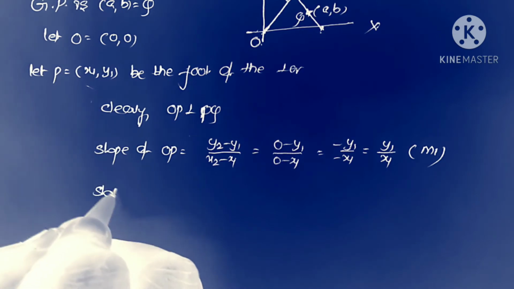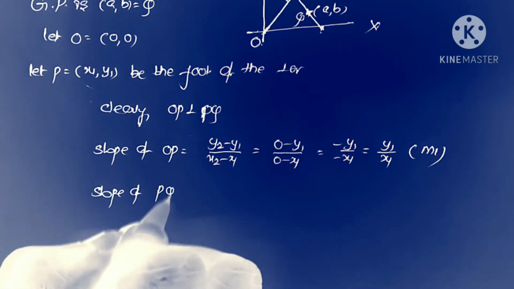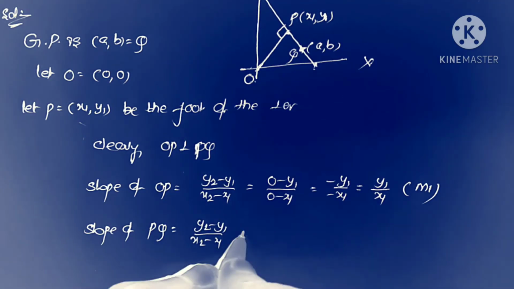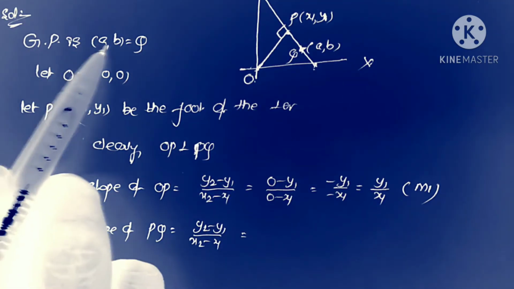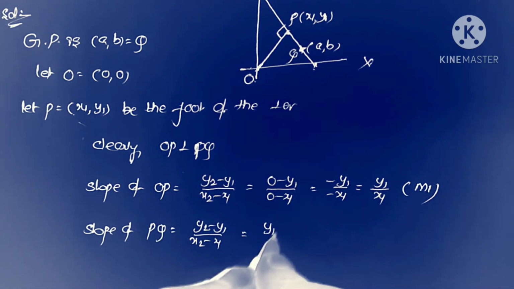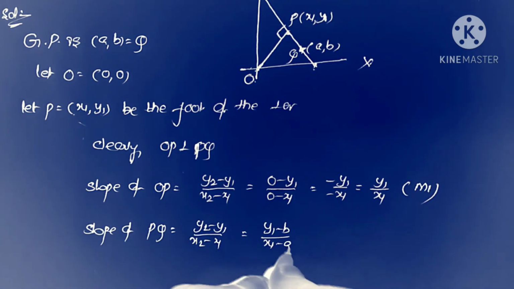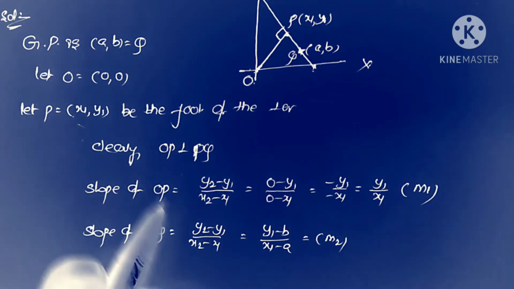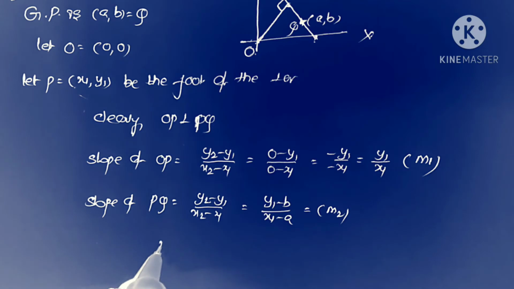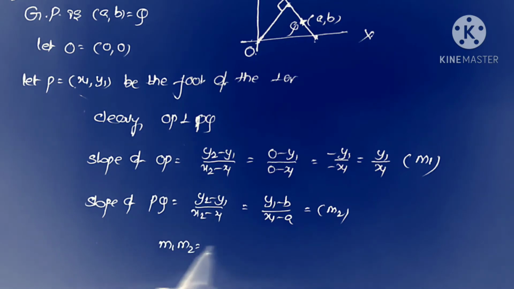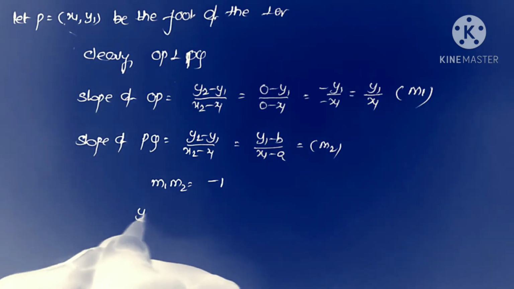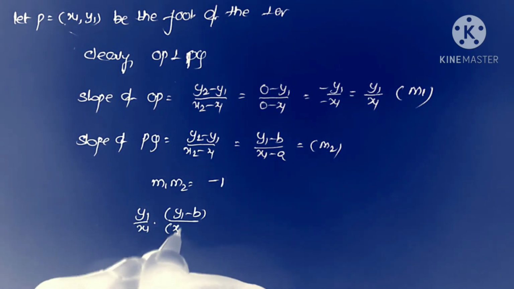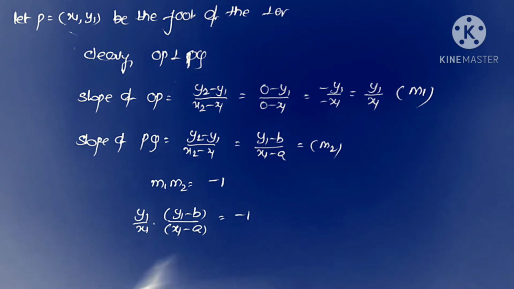And next we find the slope of PQ. Again we take the formula (y2 minus y1) by (x2 minus x1). For P(x1, y1) and Q(a, b), that is (y1 minus b) by (x1 minus a). This is taken as m2. But here OP is perpendicular to PQ, which means m1 into m2 is equal to -1. So m1 is y1 by x1, into m2, which is (y1 minus b) by (x1 minus a), equals -1.